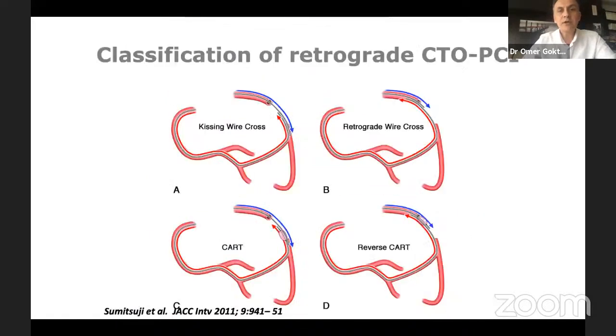So when you talk about the retrograde approach, we basically have four techniques. The first is kissing wire cross.